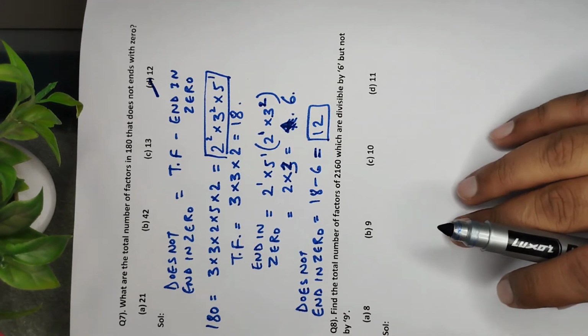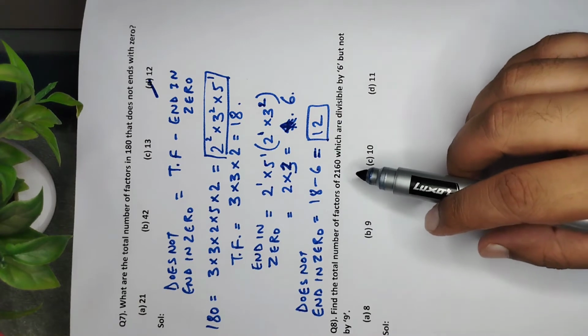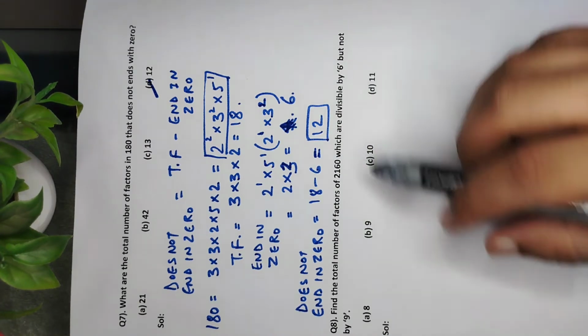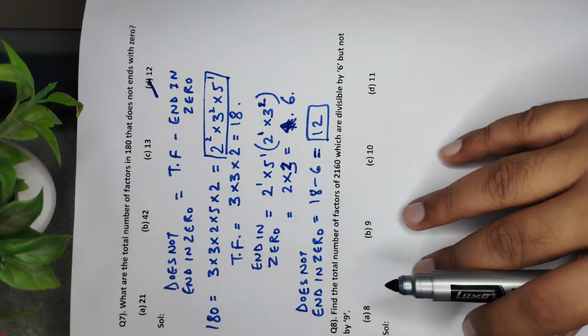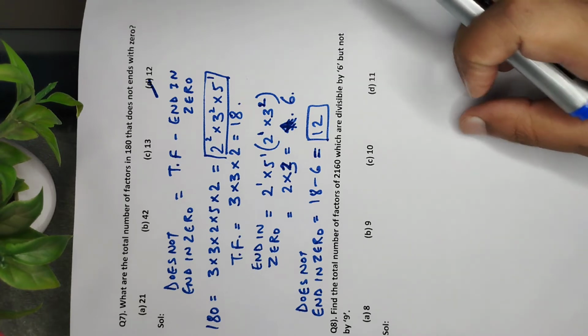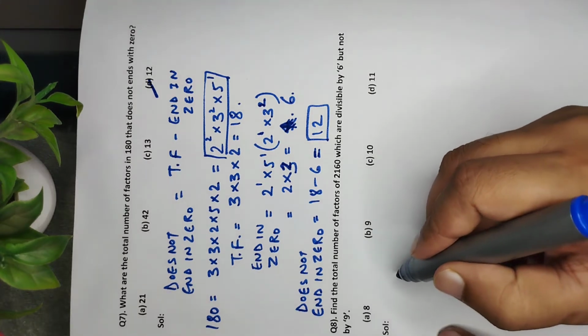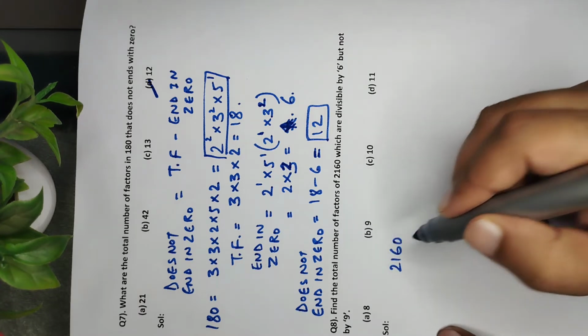Let us solve another question. The question is, find the total number of factors of 2160 which are divisible by 6 but not by 9. Again, what we have to do is find the total number of factors which are divisible by 6 but not by 9. So first of all, I have to factorize this number, 2160.